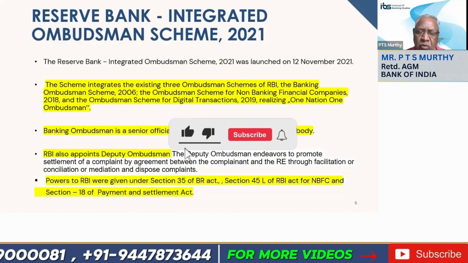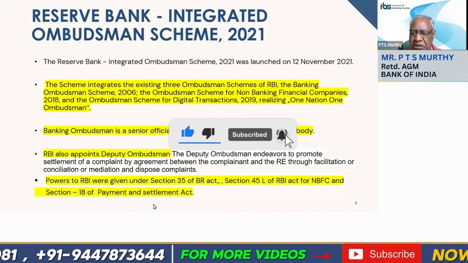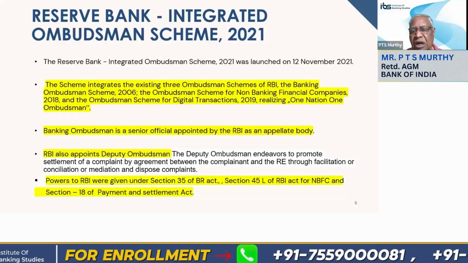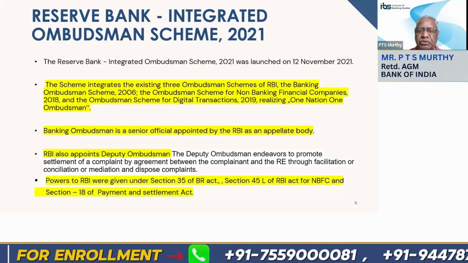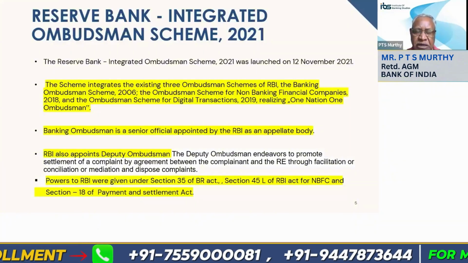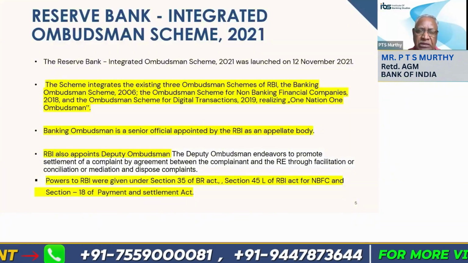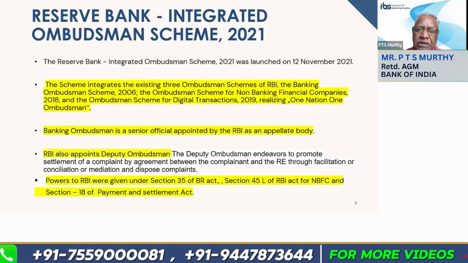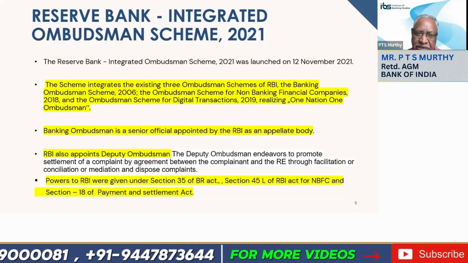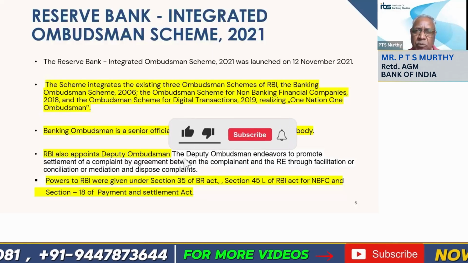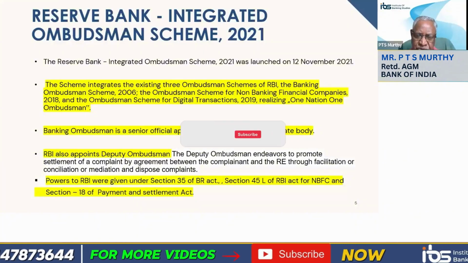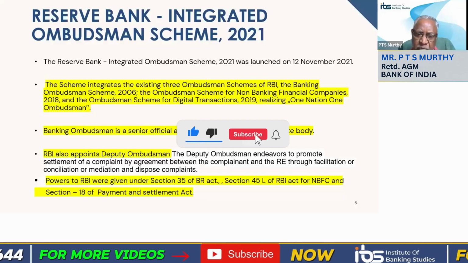Now, this particular ombudsman and deputy ombudsman are both appointed by the Reserve Bank of India, and the ombudsman is an appellate body. In fact, as an appellate body, they also take the cases. But what are the functions of the deputy ombudsman? Basically, the deputy ombudsman cannot give any direction or pass an order in case of complaints received from the customer. His main job is to, first of all, take care of the complaint received, analyze the situation, and try to make both parties come together for an amicable solution. That is the main purpose of the deputy ombudsman.